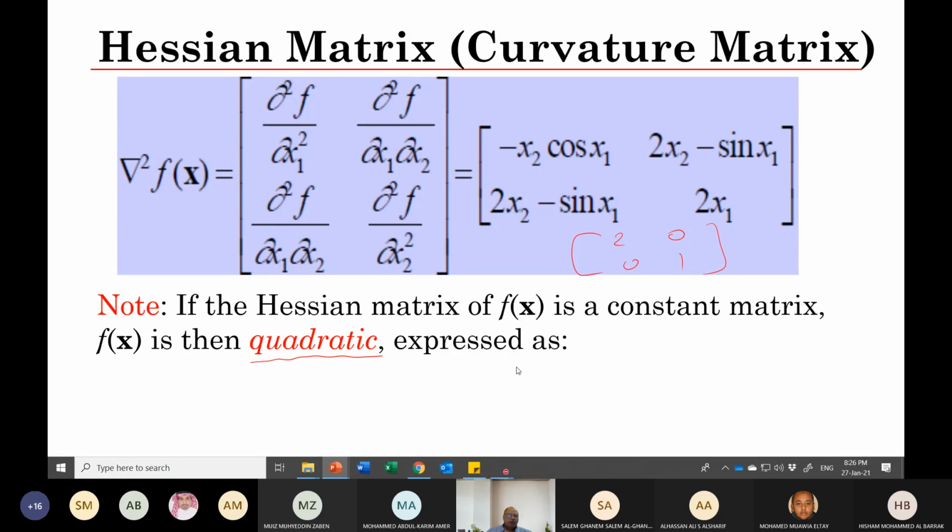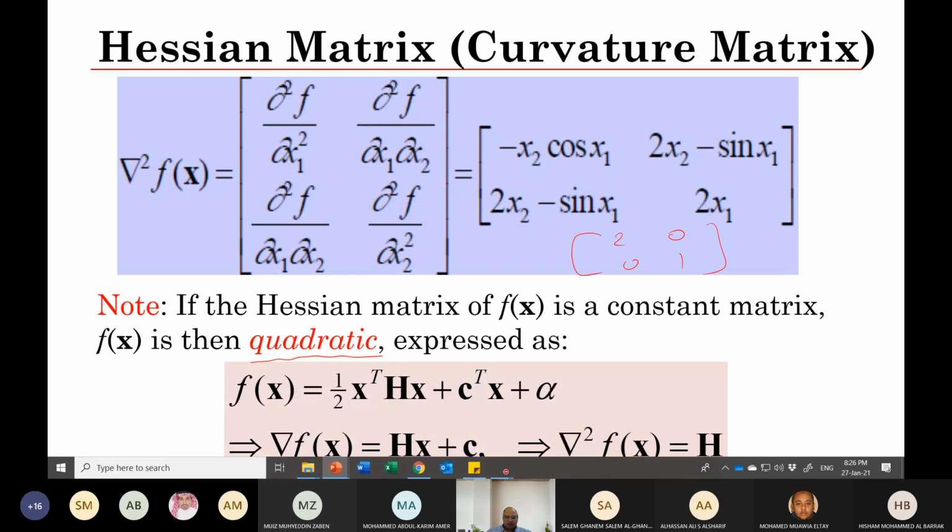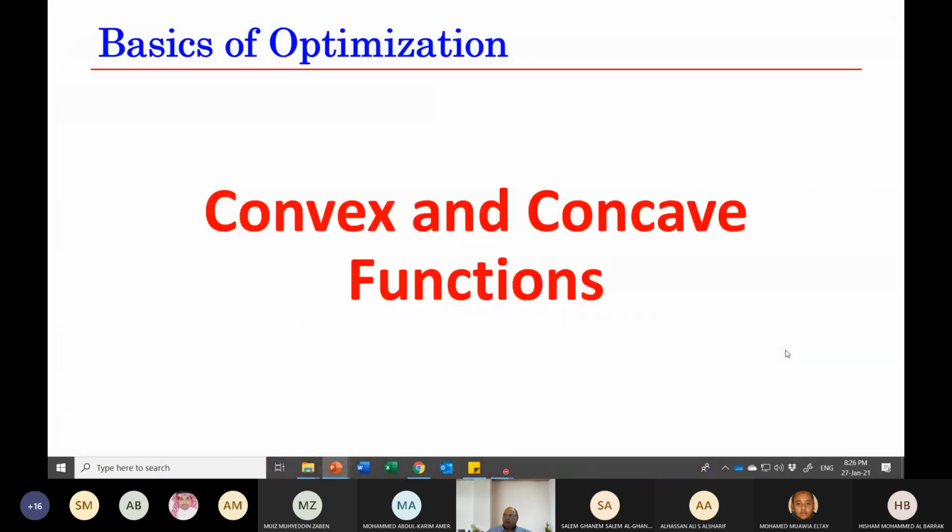Is it clear? It's some kind of integration rather than differentiation. So this is f of x, and this is straightforward. If you have any question, please raise your hand. Abdullah Yusuf.